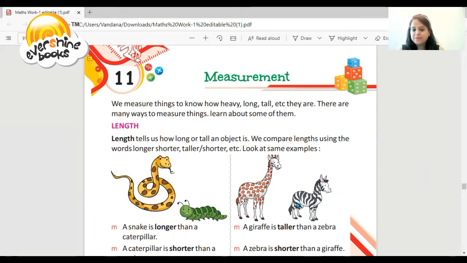Now, this is your second picture. In this picture, a giraffe is taller than a zebra. Have you seen the zebra and giraffe? Yes. Now, we can say that a zebra is shorter than a giraffe. It is understood that a zebra is shorter than a giraffe. Okay, students, got it? Very good.